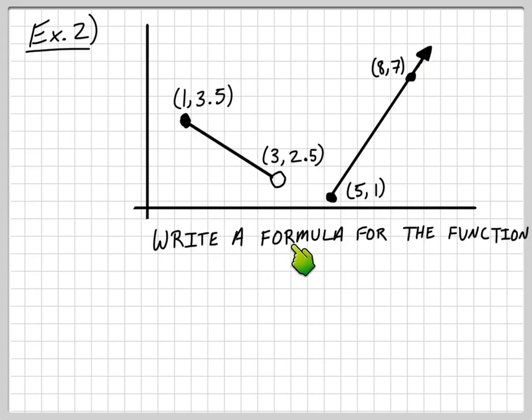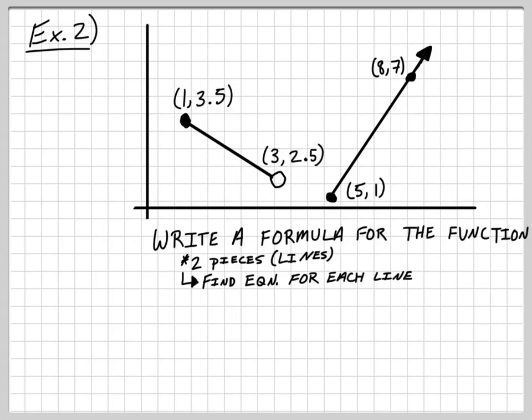Okay, so let's write a formula for the function. A couple things we can agree on: there are 2 pieces here, and they're both lines. So we're going to find an equation for each line, and that'll give us our piecewise function. Just so we can keep things clear, let's call one of these line A and one line B. The one on the left can be line A in purple. The one on the right can be line B. So let's take a look at line A first.